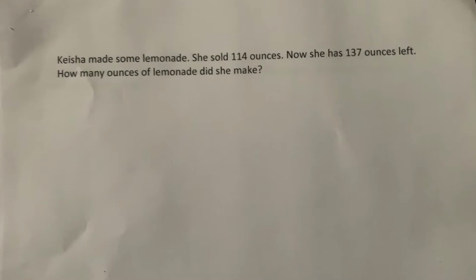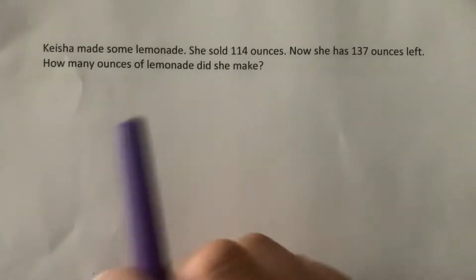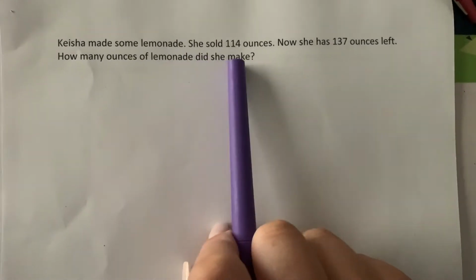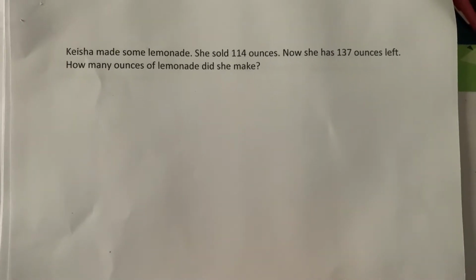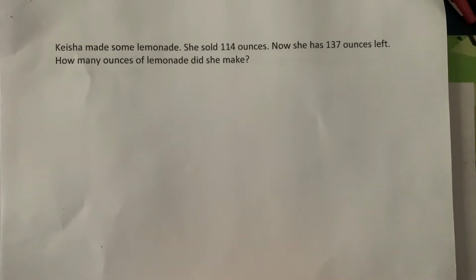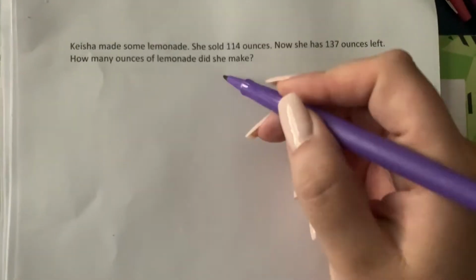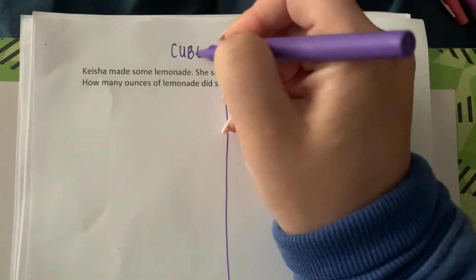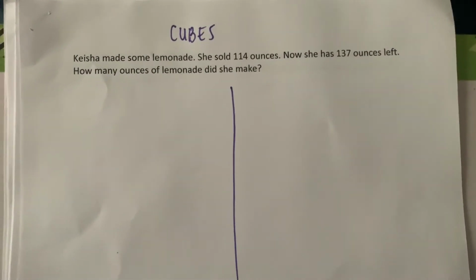So, we have today Keisha, who's making lemonade, which I could use some of right now because I'm thirsty. Anyway, so Keisha made some lemonade. She sold 114 ounces. Now she has 137 ounces left. How many ounces of lemonade did she make? So I want you to show me 2 ways to solve this and break it down into cubes. Pause the video, go ahead and solve the problem 2 ways, come back, check your answer with mine.